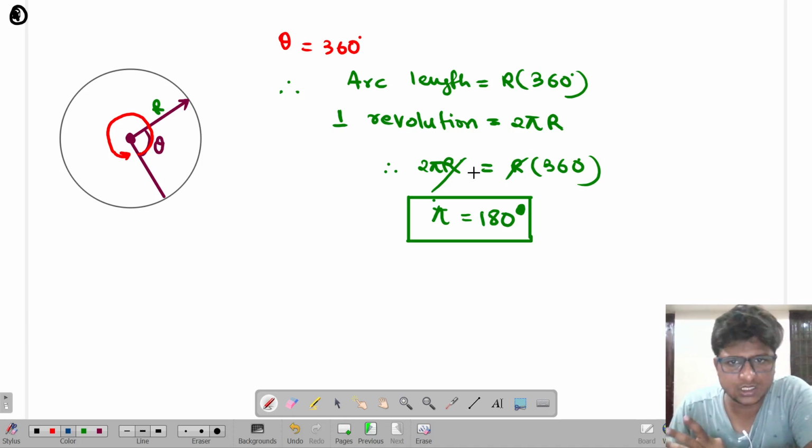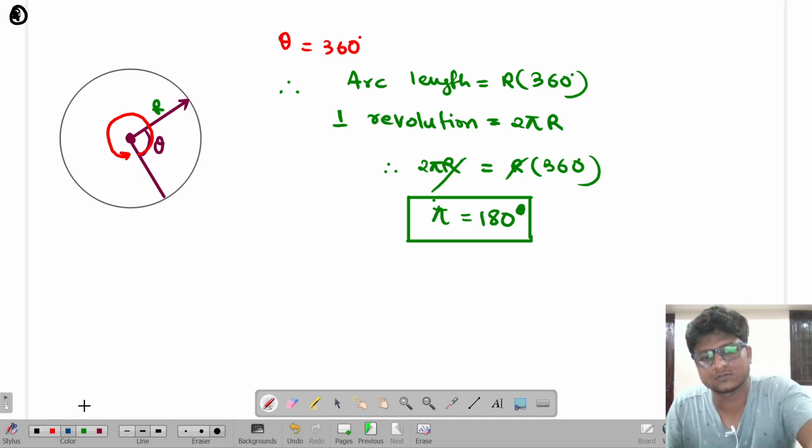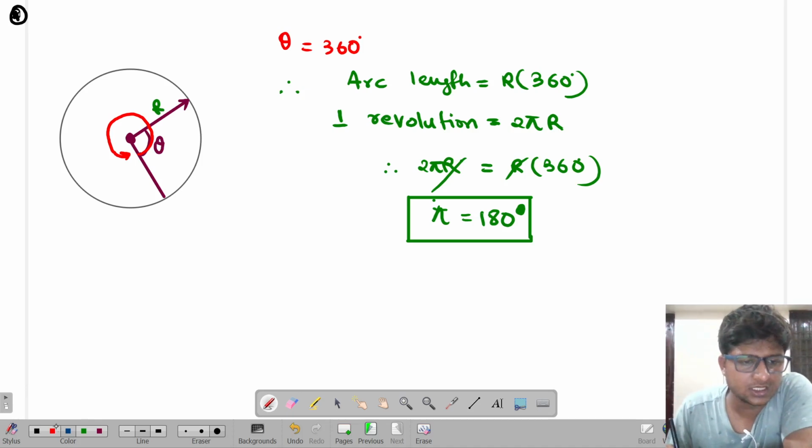Finally, that means 2 pi is equal to how much? 360 degrees. Is it clear? Okay, so now let us move on to the next point.